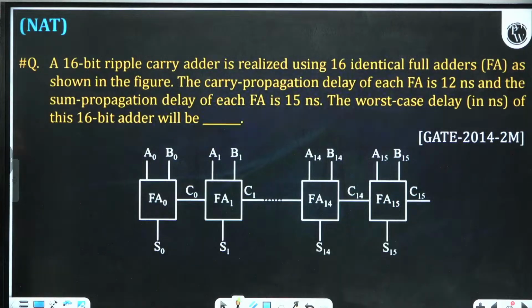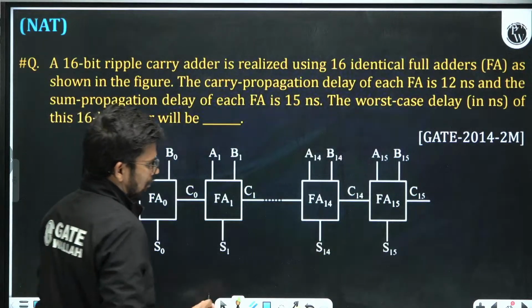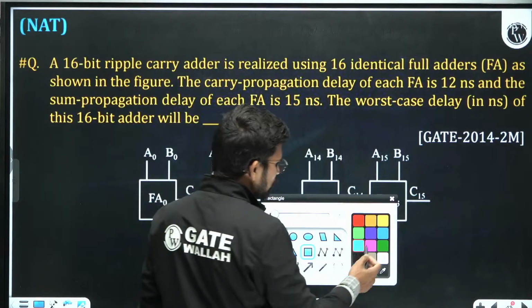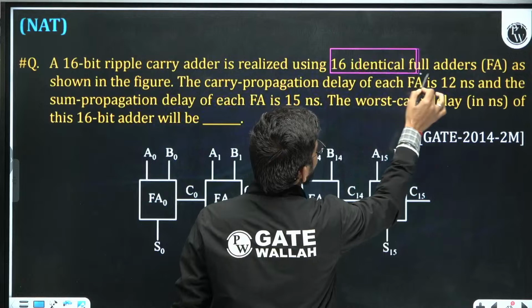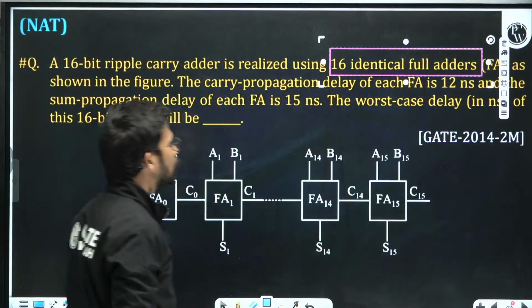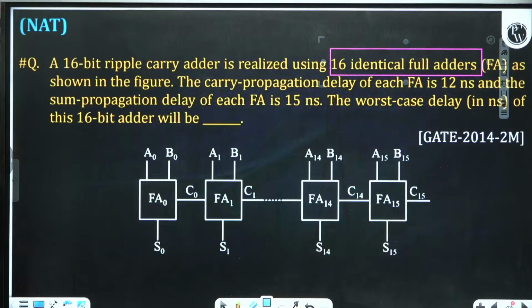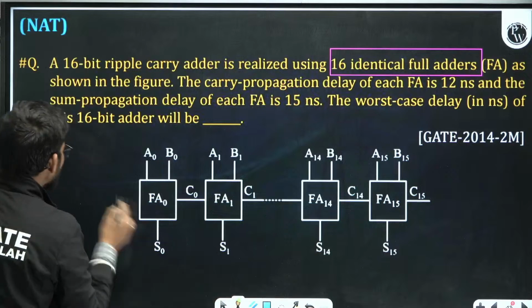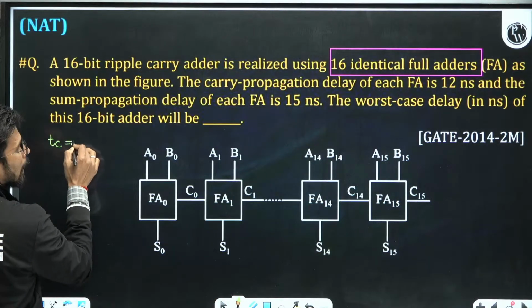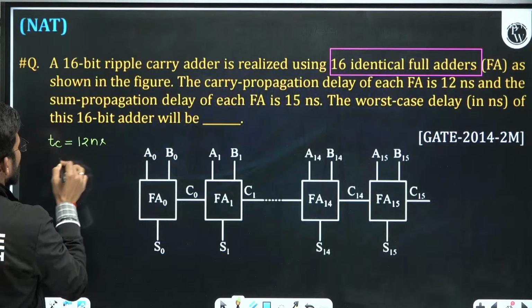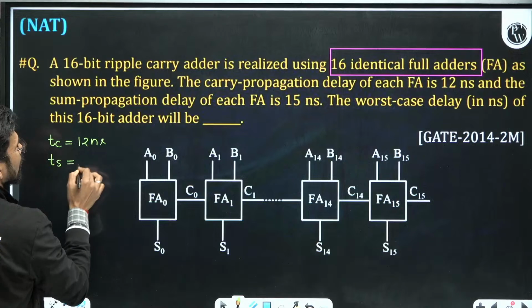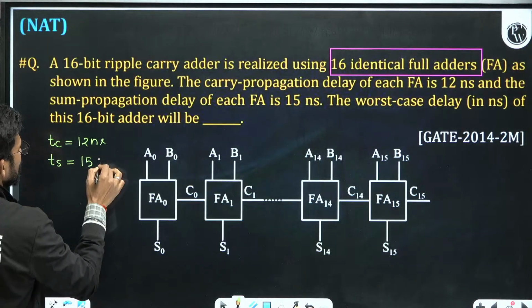A 16-bit ripple carry adder is realized using 16 identical full adders. Identical full adders means the carry and sum delay of each full adder will be the same. So read the words carefully: identical full adders, 16 full adders are there. The carry propagation delay TC of each full adder is 12 nanosecond. Sum delay of each full adder is 15 nanosecond.